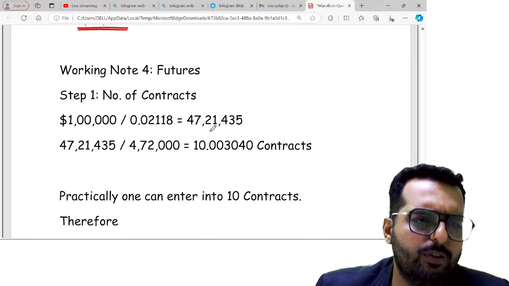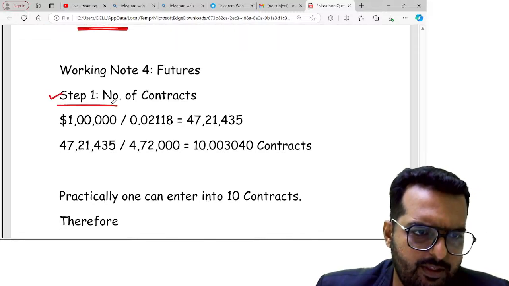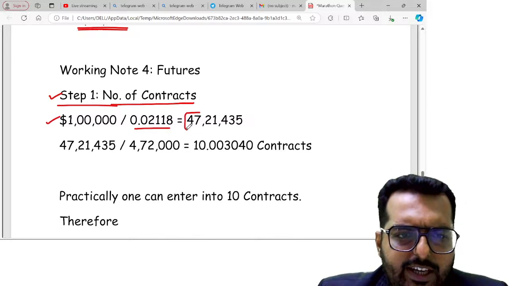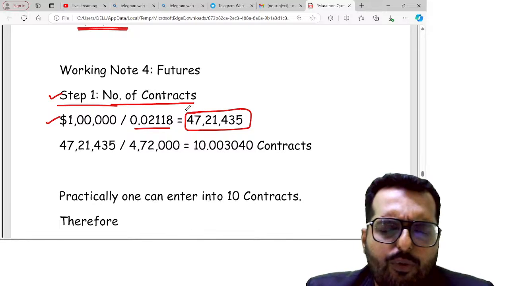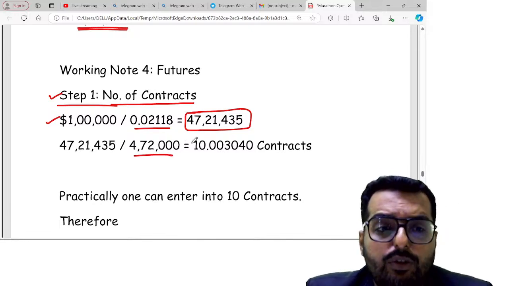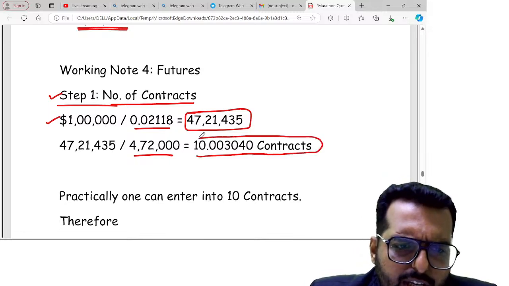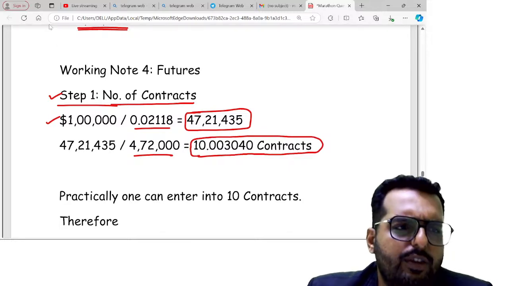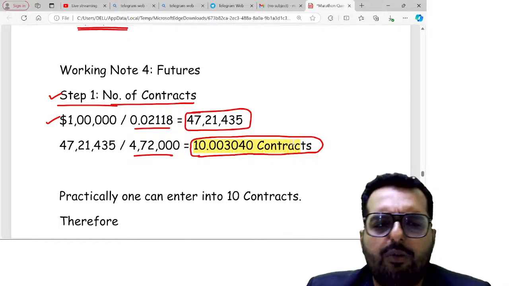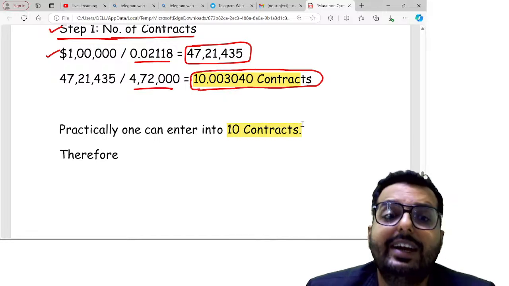Step number one is going to be number of contracts. So 1 lakh dollar receivable at the future rate. Ideally, I should get 47 lakh 21,435. But my contract size is 4 lakh 72,000 rupees. So when I do it like this, I get 10.003040 contracts. So that is where a small complication begins because I cannot enter into this many number of contracts. Am I right? So what will happen? Practically, I can enter into only 10 contracts.